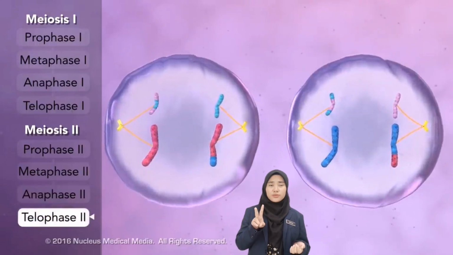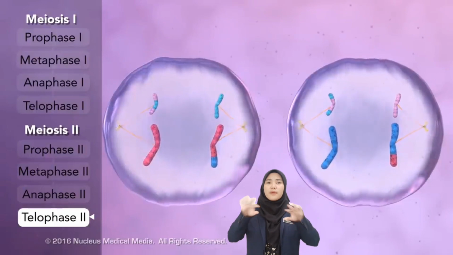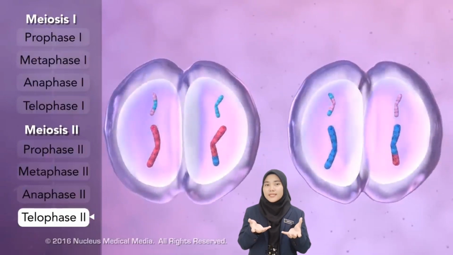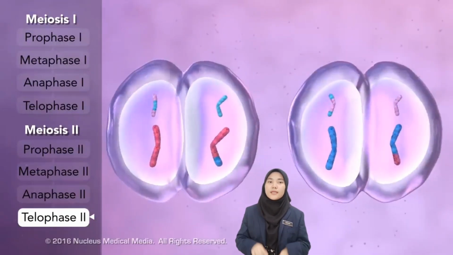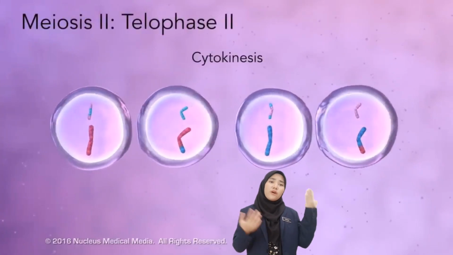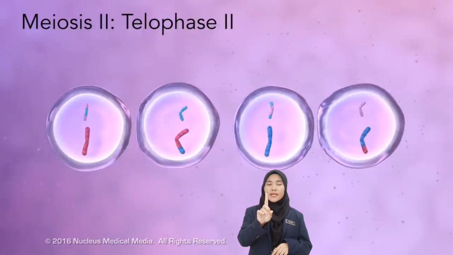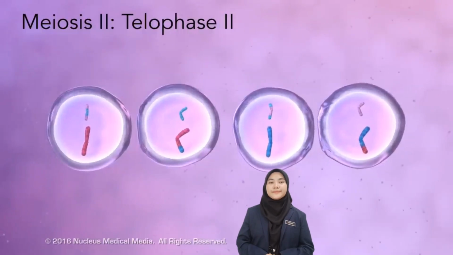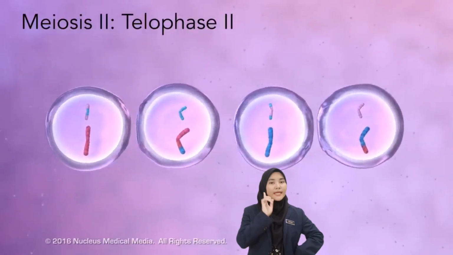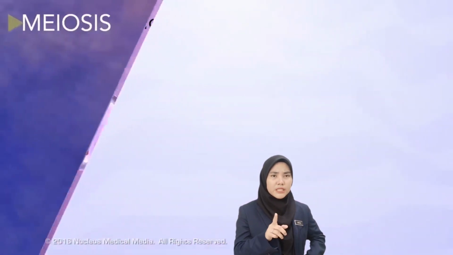Finally, during telophase 2, the spindle fibers disappear and the nuclear membrane reforms, and cytokinesis occurs in both cells. Meiosis 2 ends with four genetically different haploid cells, each containing only one set of chromosomes. Now, let's see some key points to remember about meiosis.